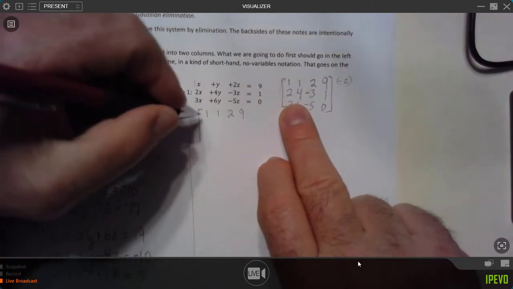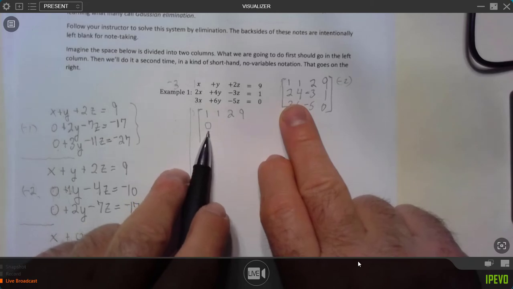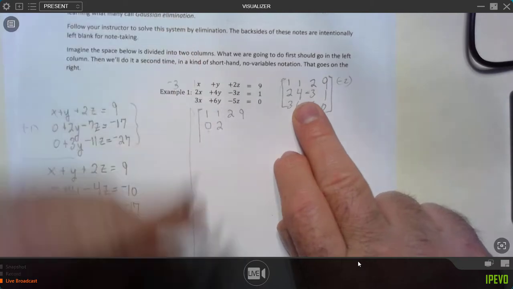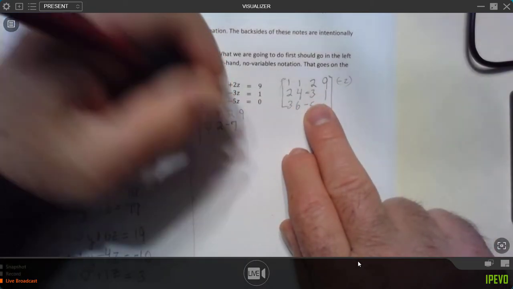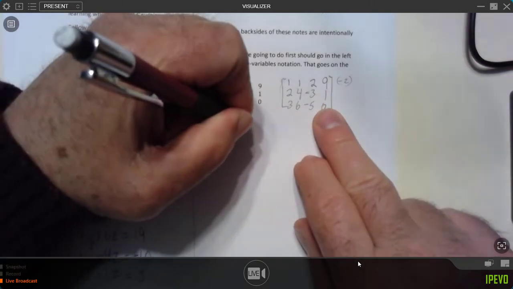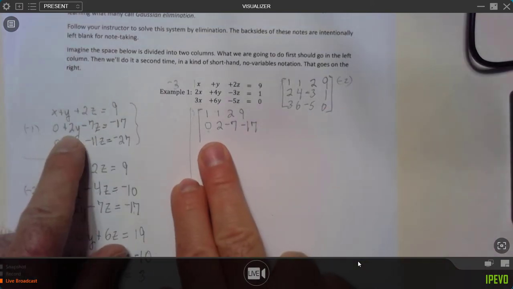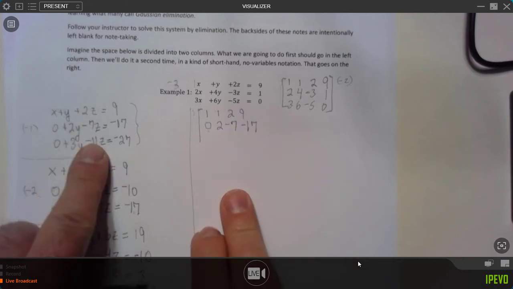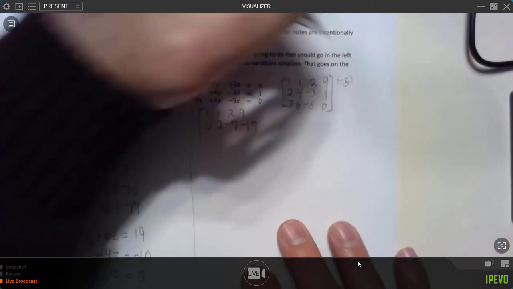Minus 2 plus 2, of course, is 0. That's the reason I'm doing this, is I want a 0 here. Then minus 2 plus 4 is 2. Minus 4 minus 3 is minus 7. And minus 18 plus 1 is minus 17. And we kind of expect some parallels here. 0, 2, minus 7, minus 17. This means this.